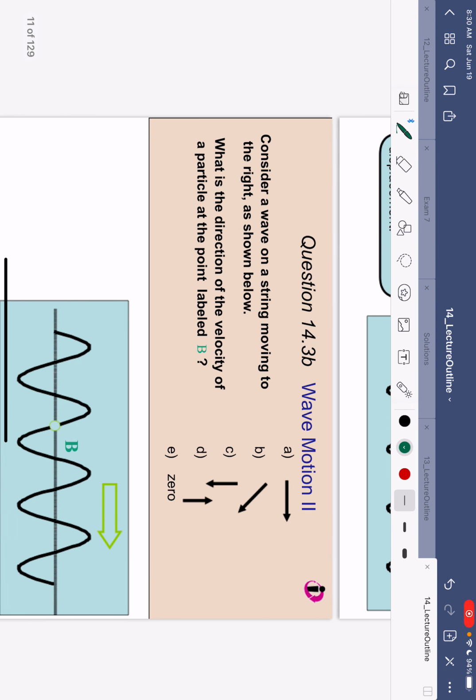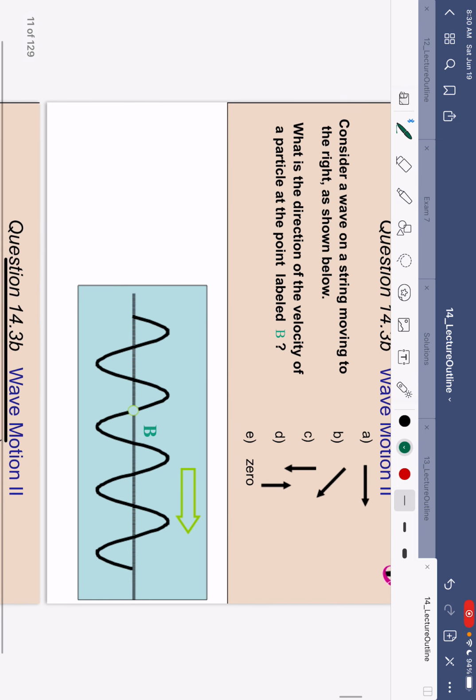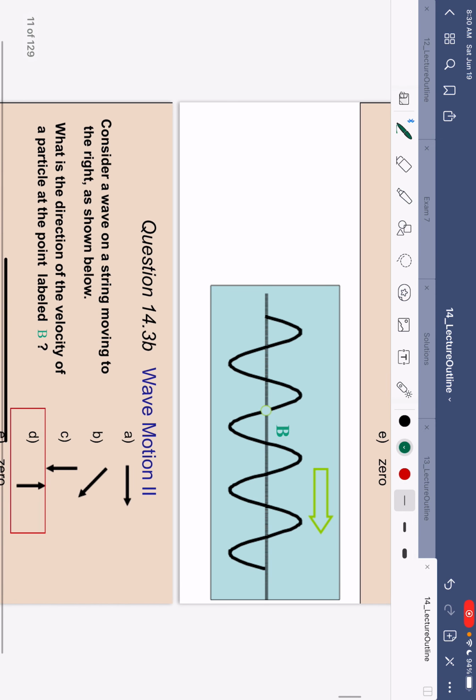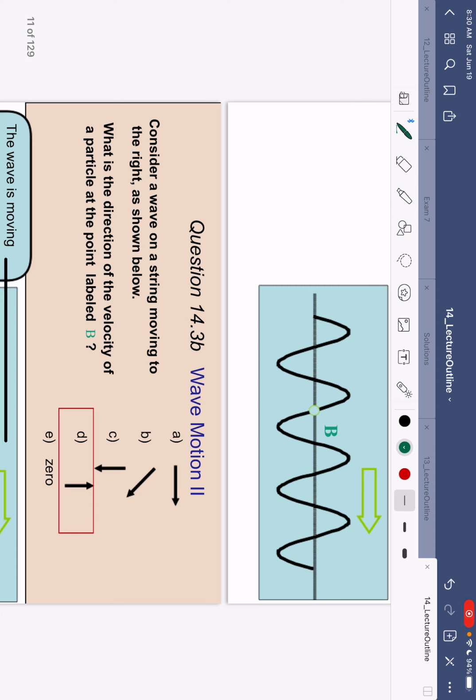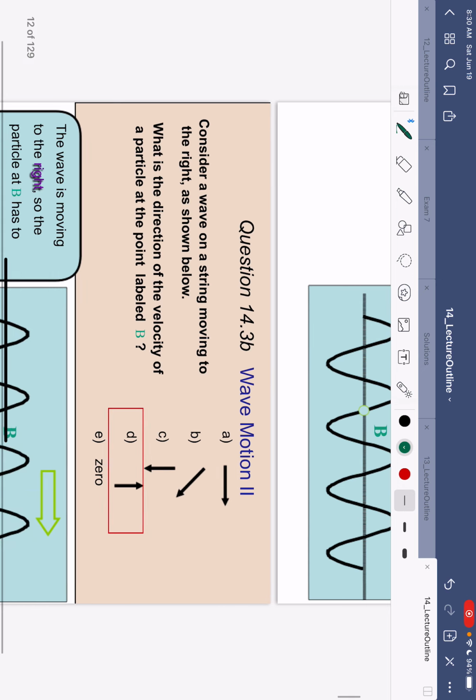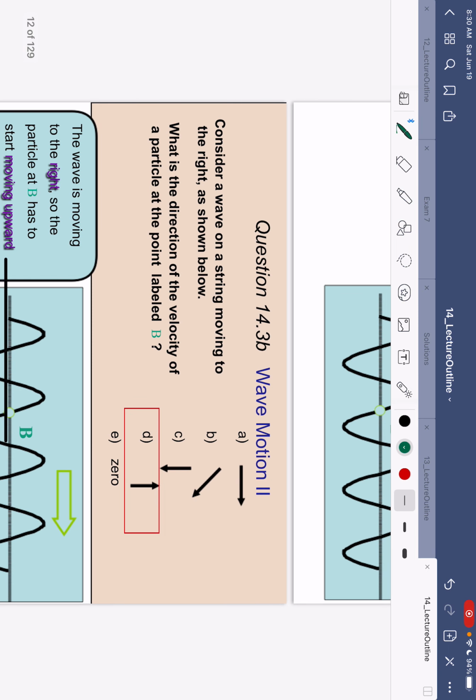Whereas here, if we consider a wave on a string moving to the right, as shown, what is the direction of the velocity of a particle at the point labeled B? We're going to find that it is going to be upward, because look at what is going to happen next: it is going to go up, and the value is going to increase. Remember, the energy is the one that is really moving or being transported. It's not the object.